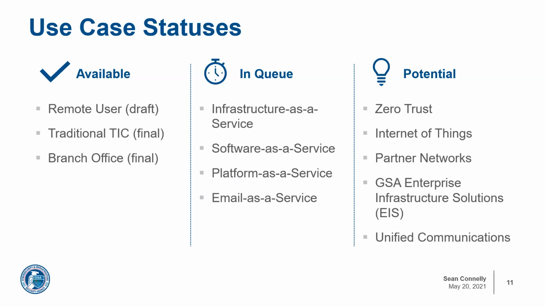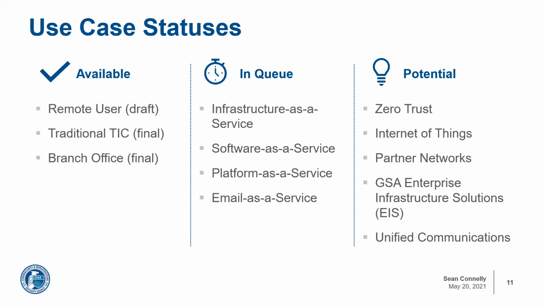So this is a quick snapshot of where we are with the different use cases. On the left column, the ones that are available now, the traditional TIC, the branch office, and the remote user. Those are all available. The remote user, of course, is in a draft phase. We'll review each of these in detail in a moment. Then in the queue, there's a number of use cases that are outlined in the OMB memo for infrastructure as a service, SaaS, PaaS, and email.